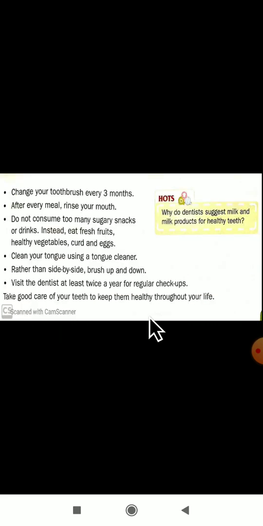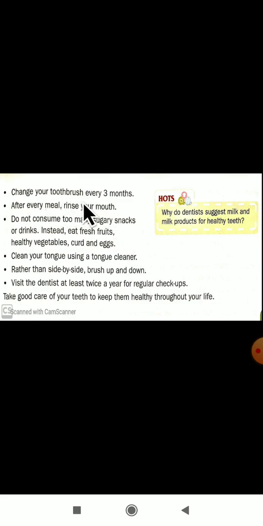So the first point here is brush your teeth at least twice a day. Yes, you have to brush your teeth twice a day. Brush the top teeth downwards and bottom teeth upwards. Brush the back teeth and the flat surface, premolars and molars. Nothing but all the teeth you have to brush properly.